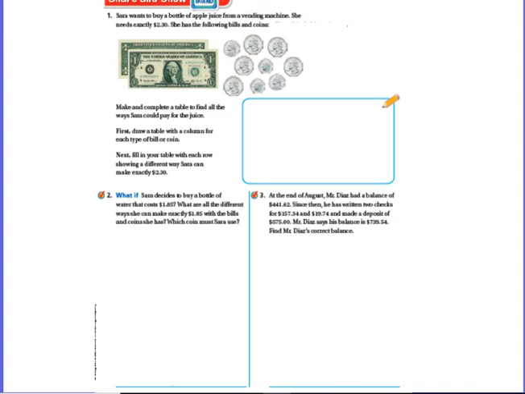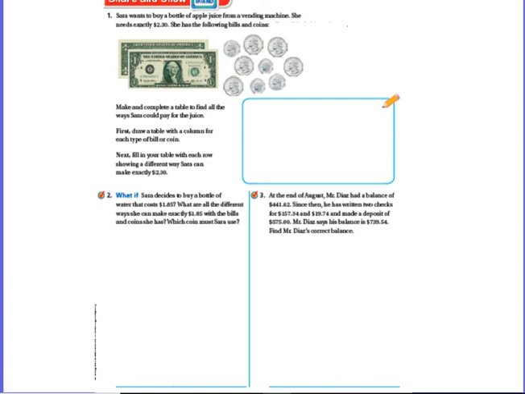Alright, if we look at the next one, share and show. So here we are again with another story problem, and we might have to make a table to do that, which would be great. Sarah wants to buy a bottle of apple juice from the vending machine. She needs exactly $2.30.